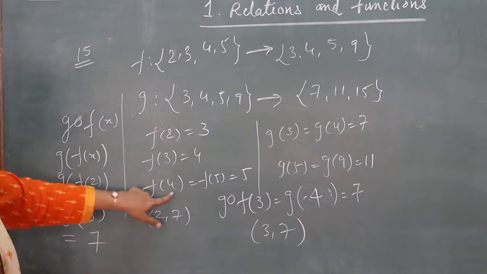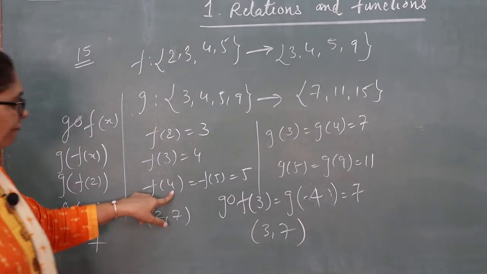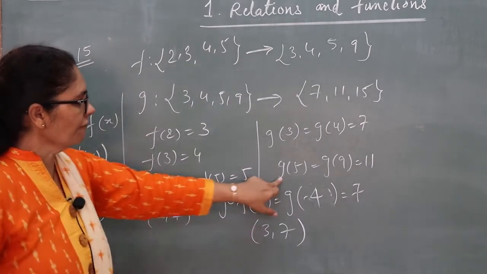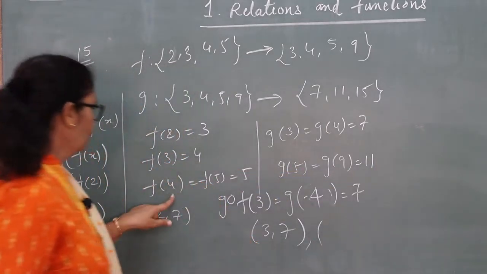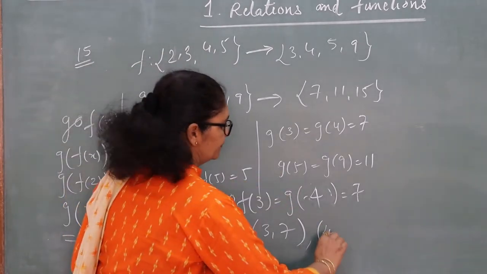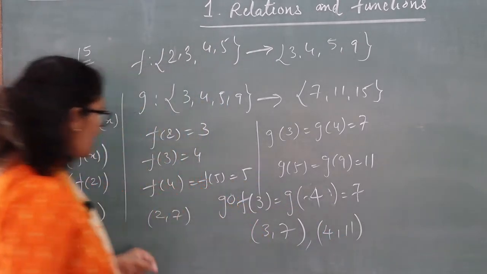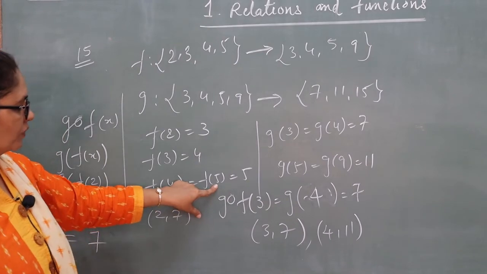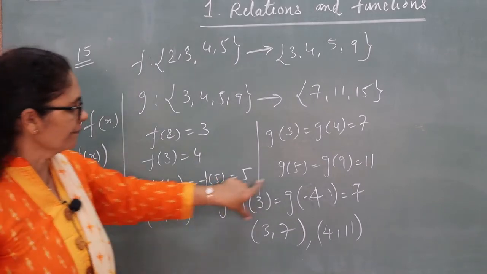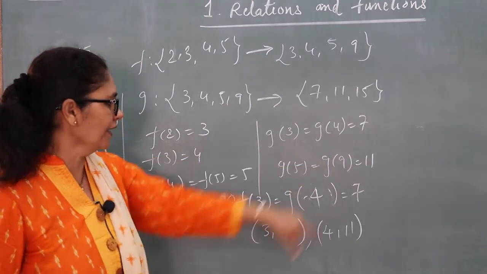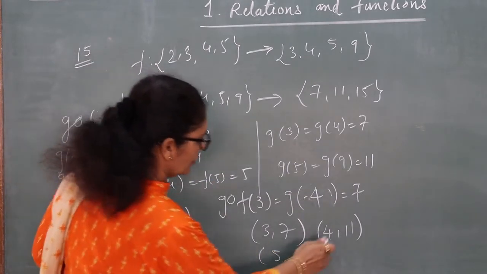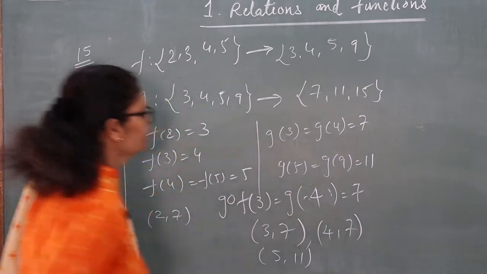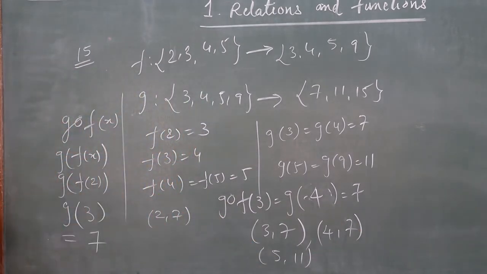Now check for 4. For 4, f of 4 is 5 and g of 5 is 11. So what is your next ordered pair? 4, 11. And the last element, 5. So for f of 5, 5. And for g of 5, what do you get? 11 only. So 5, 11. Sorry, for 4, 7 is there. Clear? So that way you get all the ordered pairs.